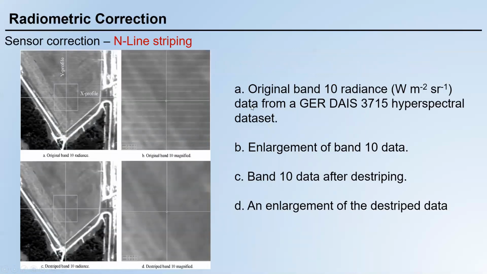Here is a more obvious, clear example. This is an image before de-striping. If you zoom in, you can see all those strips. They're brighter than their surrounding neighbors. After de-striping, this is the image itself. If you zoom in, it's better than before, but you can still see some strips, though it's still better than the original one. If you compare these two images, that's inline striping and de-striping.